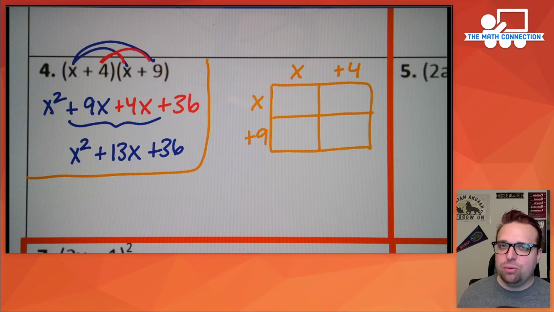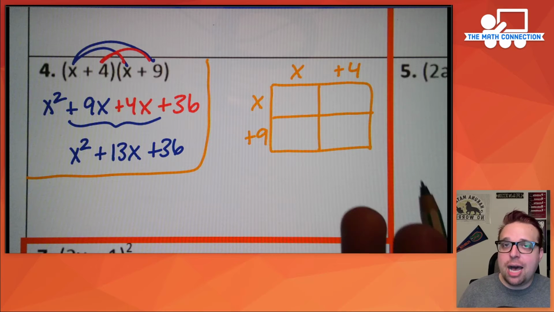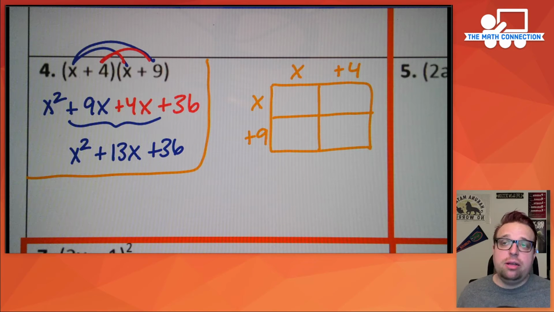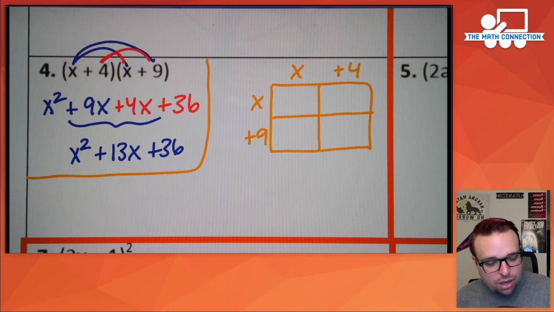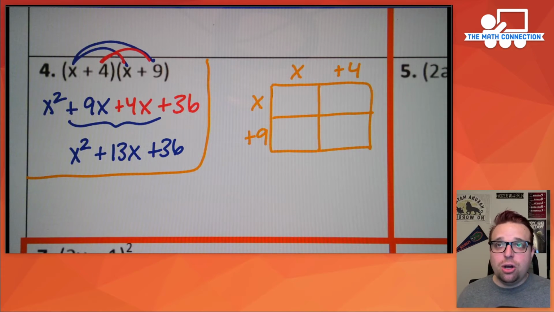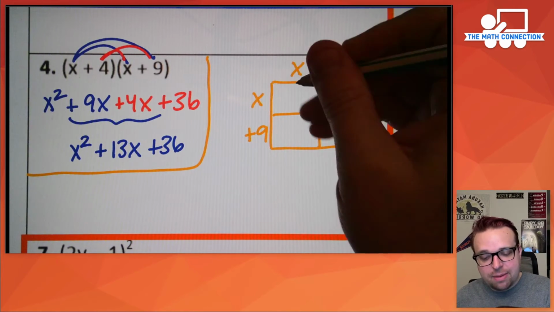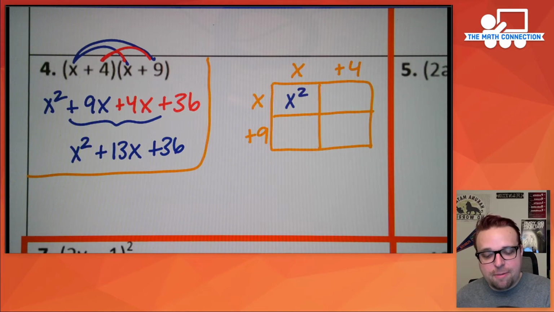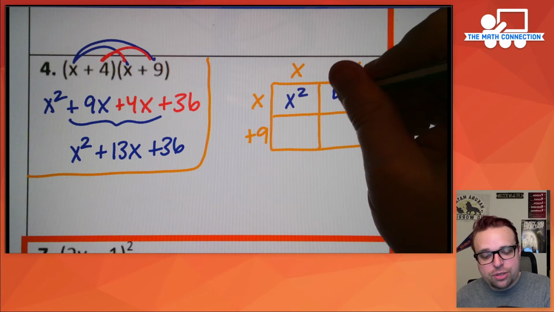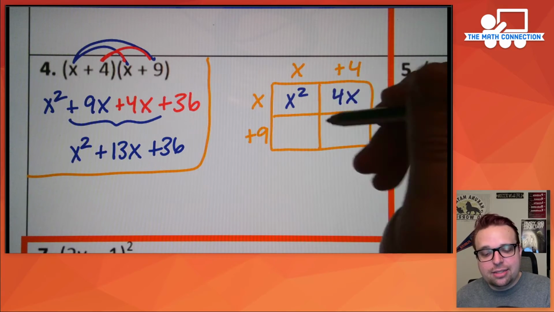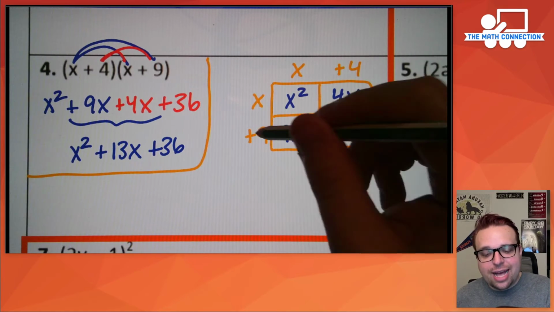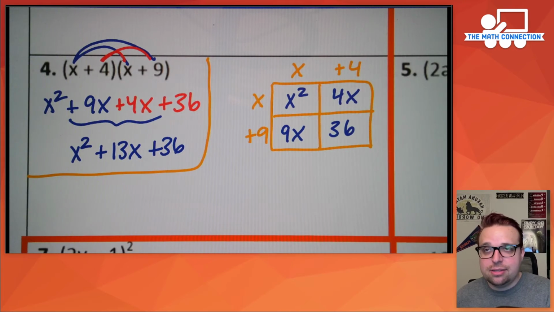Does it really matter which binomial is on the top and which one's on the side? No, as long as you make sure that you're using all the terms that are associated with each other in the same place. Now what you do is you just go row times column, cell by cell. The first thing is x times x, which is x squared. The second thing is x times 4, which is 4x. The third thing is 9 times x, which is 9x. The last thing is 9 times 4, which is 36.